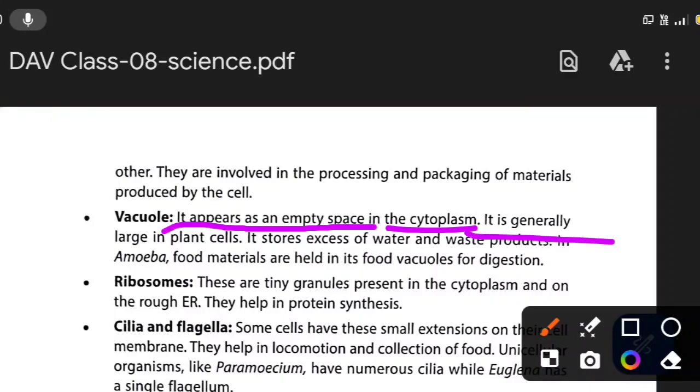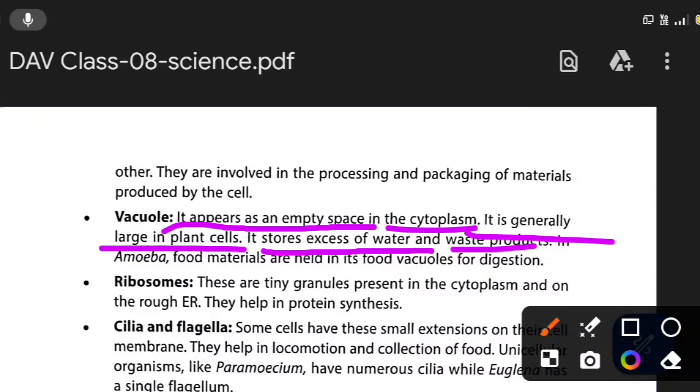It is generally large in the plant cell. It lies in both plant cell and animal cell, but in the plant cell, its size is larger than in the animal cell. It stores excess water and waste products. Our body has a particular excretory system, that means waste materials are removed through particular pores or openings.